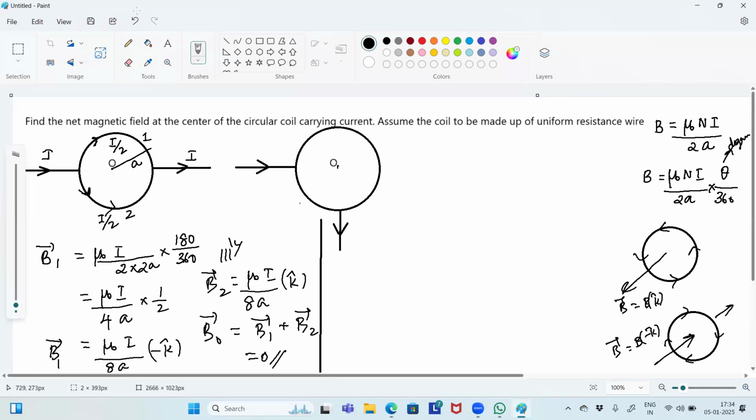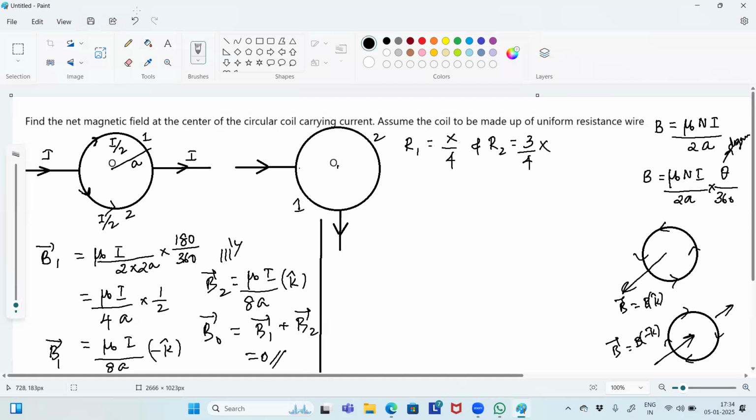So if you mark this as segment 1, segment 2, if the entire circle has a resistance of X ohms, R1, the resistance of the first segment will be X by 4, where X is the resistance of the entire circle. And R2, the 3/4, will be 3/4 of X.